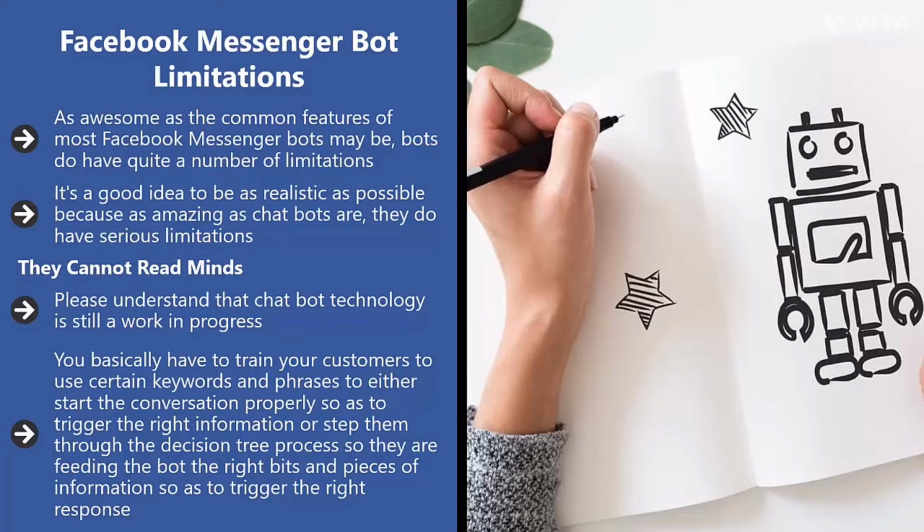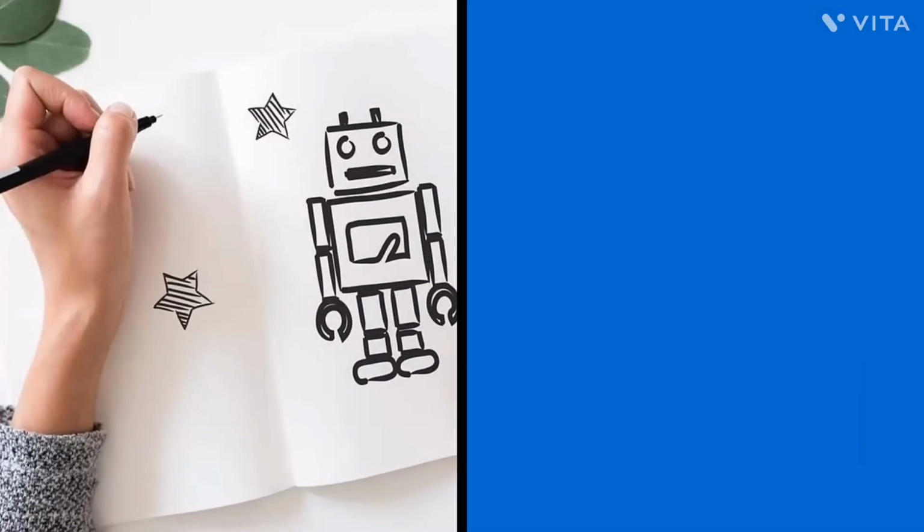This can be quite clunky and awkward depending on how long the decision tree is and how many alternative pieces of information are possible with each branch of the logic tree. They can require fancy coding.